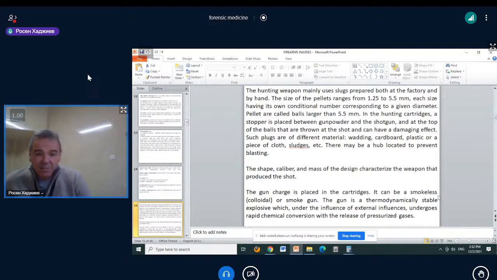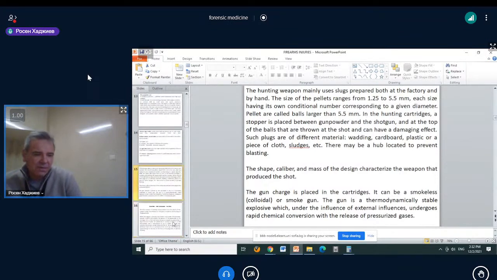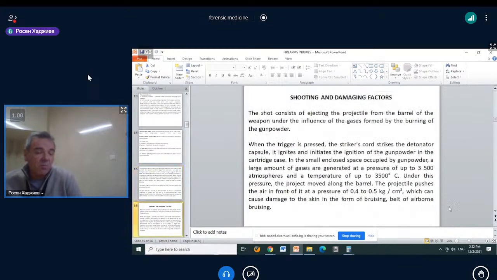The gun charge is placed in the cartridges. It can be a smokeless, model, or smoke gun. The gunpowder is a thermodynamically stable explosive, which under external influence undergoes a rapid chemical conversion with the release of gases. The purpose of these gases is just to give movement to the bullet inside the muzzle.